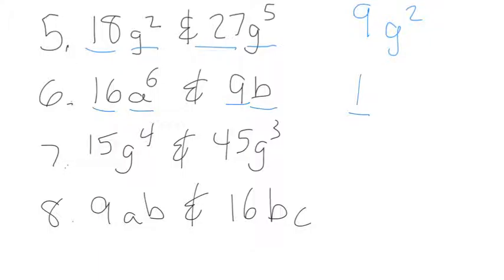All right, number 7. For number 7, we have 15 and 45. What's the GCF of those two numbers? 15. What's the GCF of g to the 4 and g to the 3? The answer would be g to the 3rd. Okay. For number 6, the answer was 1.